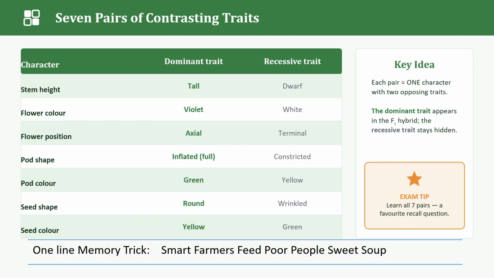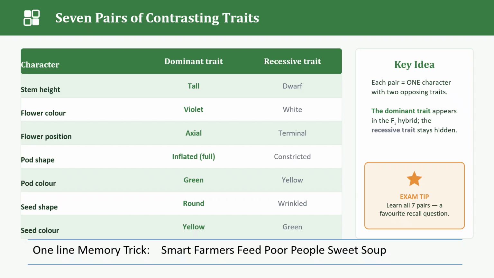Next, we are going to see 7 pairs of contrasting traits. These are the characters studied by Mendel. He carefully selected 7 pairs of contrasting characters in pea plants. They were tall and dwarf in stem, violet and white flower color, axial and terminal flower position, inflated and constricted pod shape, green and yellow pod color, round and wrinkled seed shape, yellow and green seed color. Each pair represents one character with 2 opposite traits.